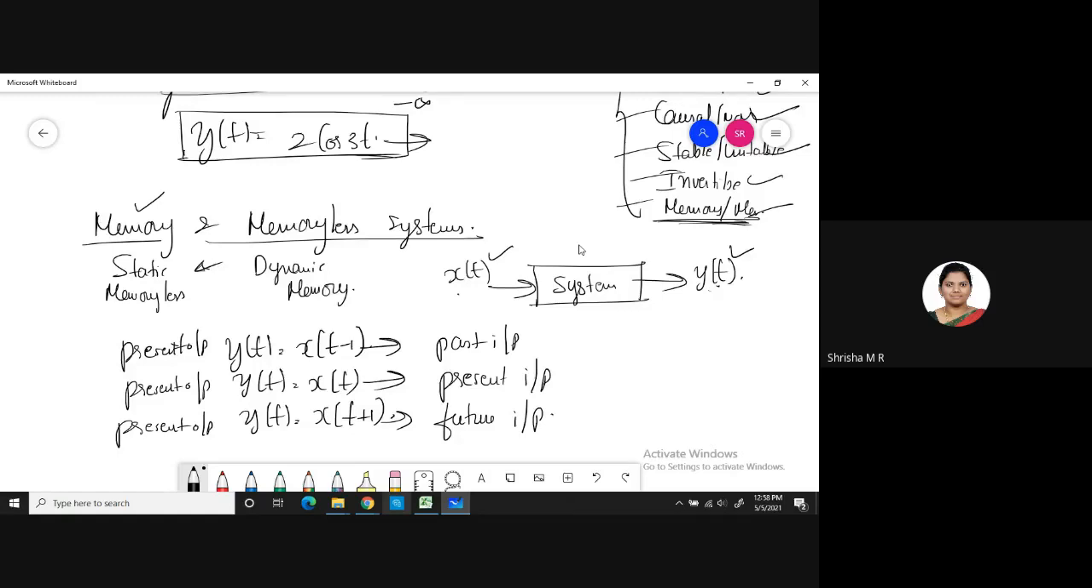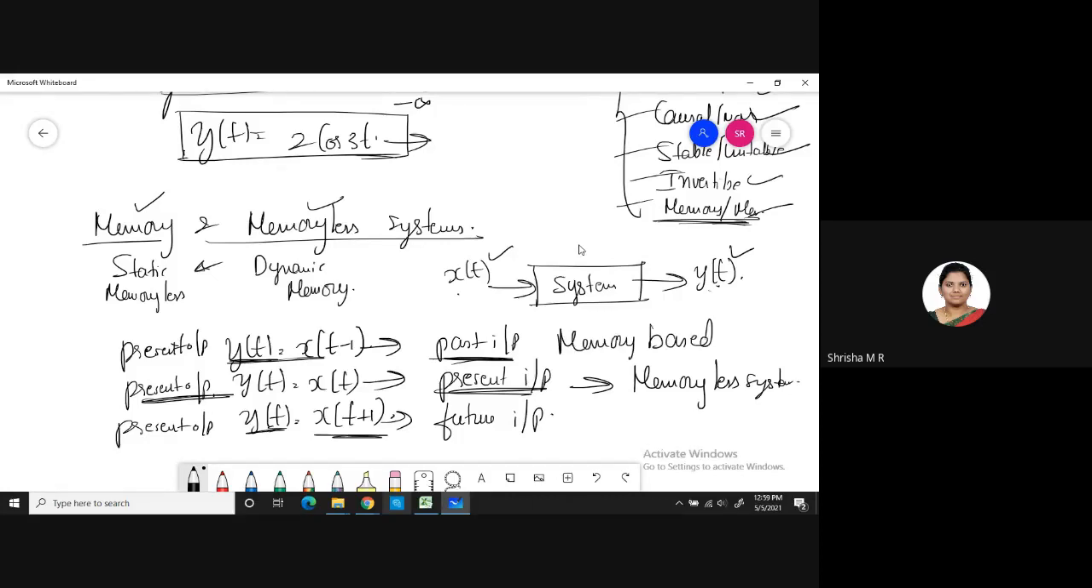I'll say what is memory and memoryless system now. If your present output is dependent only on present input, such are memoryless systems. If your present output is depending on past input or future input, they are called memory-based systems, or dynamic systems. In the exam, they may ask you dynamic or memory-based, memoryless or static. Don't get confused. Both are the same. So this is also a memory-based system.